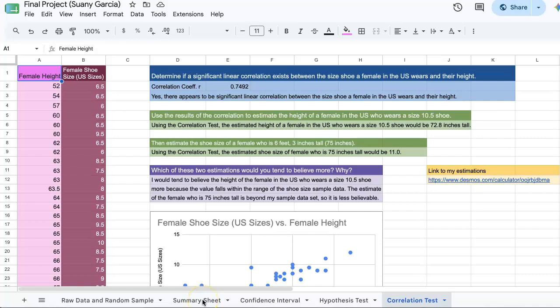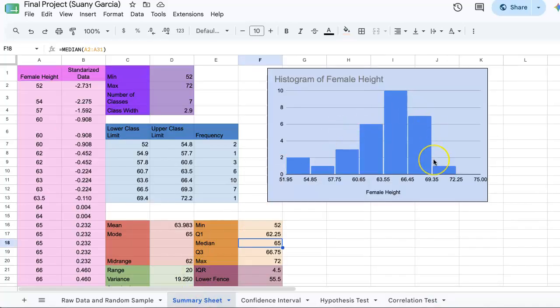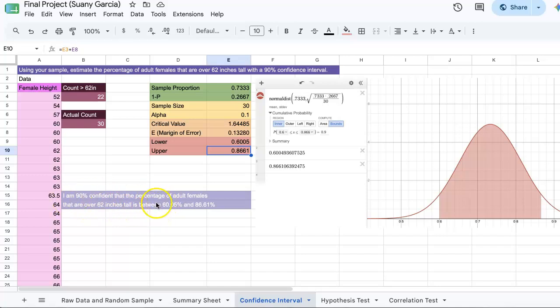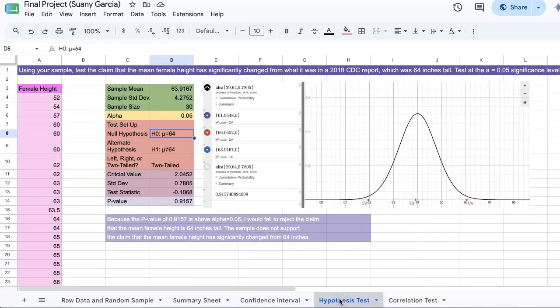So overall, my project found that the sample distribution was approximately bell-shaped, with a slight left skew. The median of 65 was the best measure of center due to the low effect from outliers. For my confidence level, I'm 90% confident that the percentage of female adults that are over 62 inches tall would lie between 60.05% and 86.61%. I found that there is no evidence that suggests that the average female height has changed from the CDC's report of 64 inches tall.